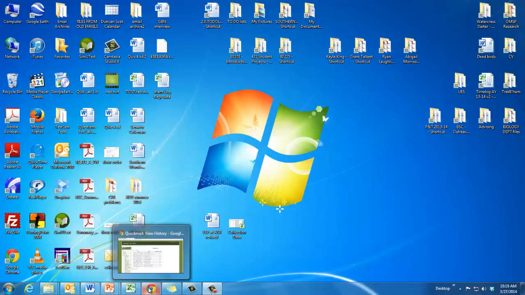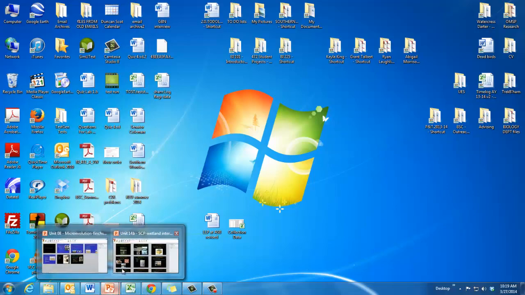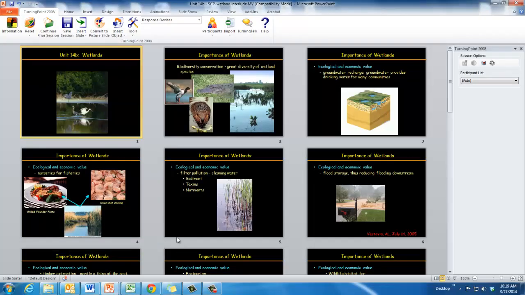I'm looking at my syllabus up here, 14b, which is Southern Coastal Plain Wetlands. So this is an interjection into our format for the course to explain wetland ecology and the importance of wetlands. To get started, here's our file that we're going to be following. This is our PowerPoint. This will be posted for you on Moodle.